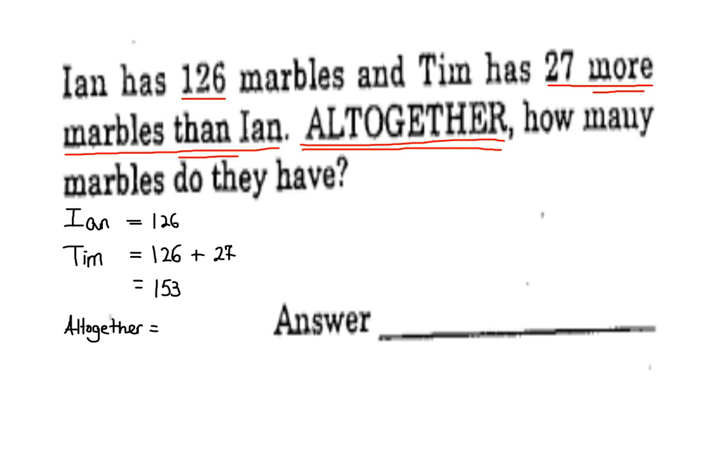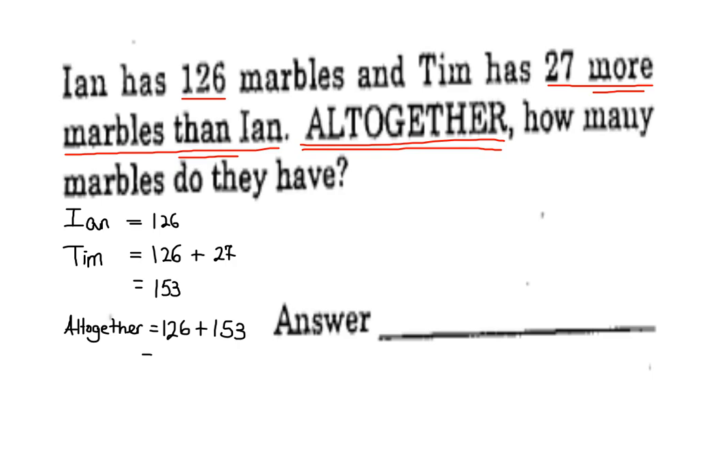279. How did you get that? What did you do? I added. What did you add? 126 and 153. Very good. That's what we want, right? You see how you reasoned that out so quickly?